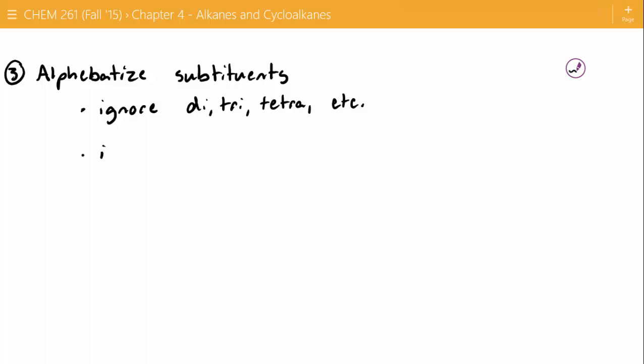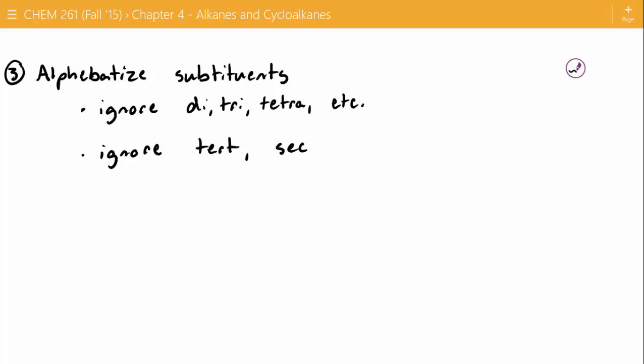And then you also want to ignore tert and sec as you're alphabetizing. So there are some other substituents, such as tert-butyl and sec-butyl, which we'll cover. You don't include the T and the S when you're alphabetizing. They're omitted. You, in that case, would look at the B in butyl instead of the T on tert. So ignore those prefixes.